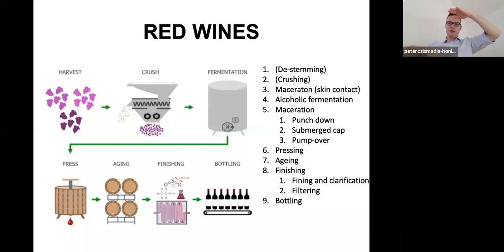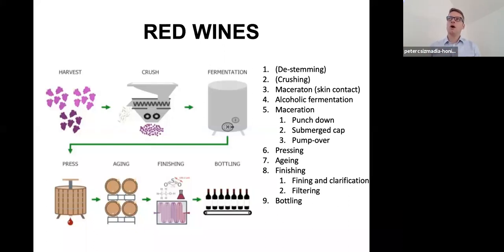An alternative method is that, because the cap is up at the top and the juice is down at the bottom, from the bottom of the tank, with the help of a pipe, you can extract the juice, and with the help of a pump, you pump it back on top. As it gets on top of the cap or the skin, it will submerge, and that's how you do it. This is délestage or pumping over.